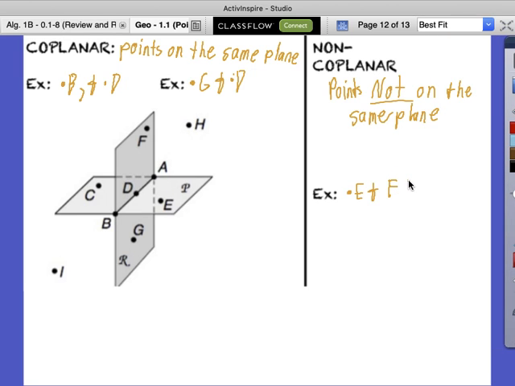Okay? Once again, what if I did point C, point E, and point H? Are those coplanar or non-coplanar? Non-coplanar, because H is not on the same plane as those. So they're not all three on the same plane. Yeah, point H and I would be non-coplanar, okay? They're not in the same plane. Okay?